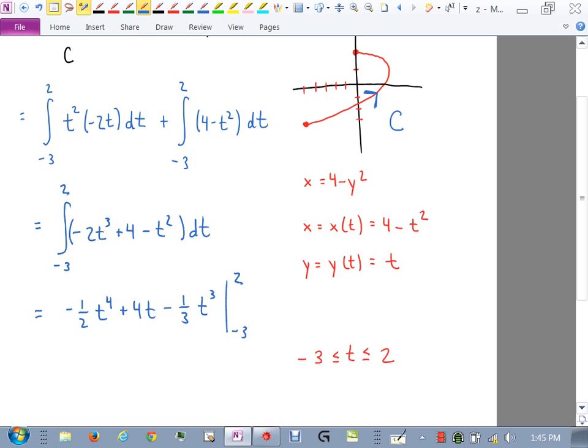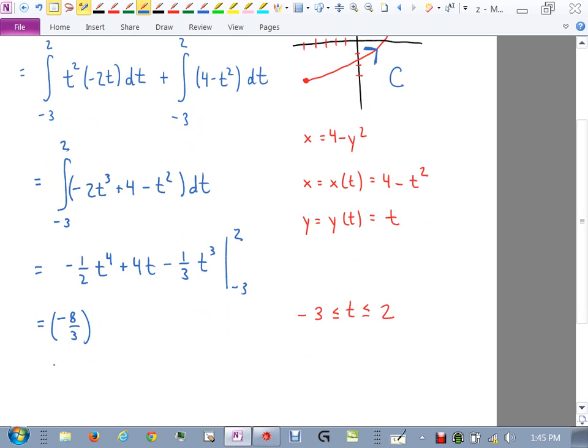Okay, got that? That's what we get when we plug in 2. How about when we plug in -3? What's -3 to the 4th power? 81. So -81/2.